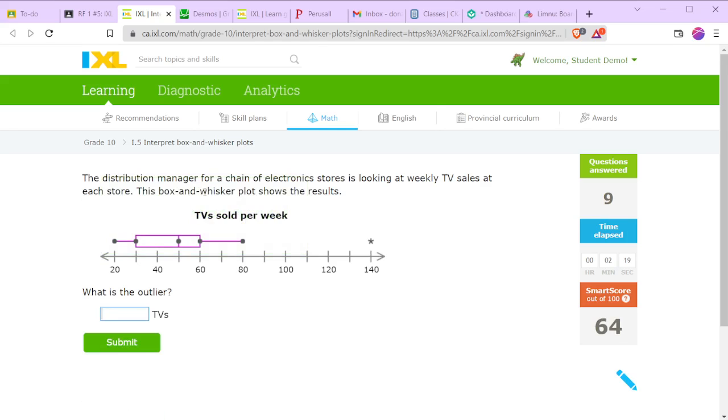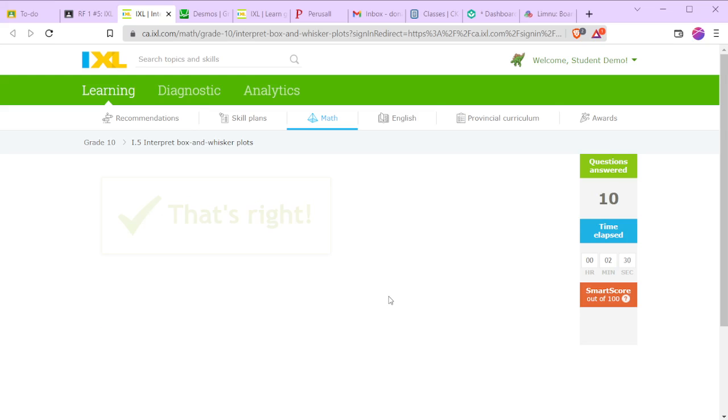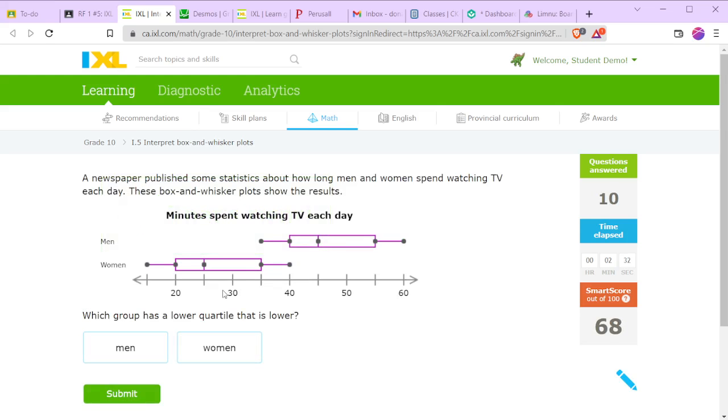Now, what is the outlier for this? So most TVs sold per week are in the 20 to 80 range. 140 TVs is the outlier. That's the one that does not fit the box and whisker.